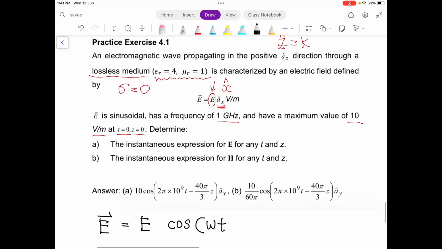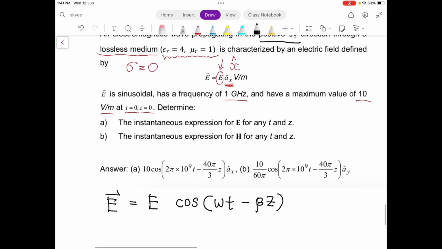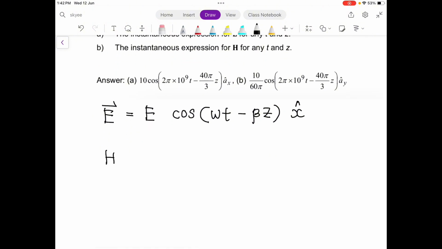The wave propagates in the positive z direction, so that gives us the negative beta z, and the direction of the electric field is x. For the magnetic field, the general equation will have the amplitude H naught and a cos omega t minus beta z. The direction of the magnetic field you have to determine. So what is the component that we need to find out?